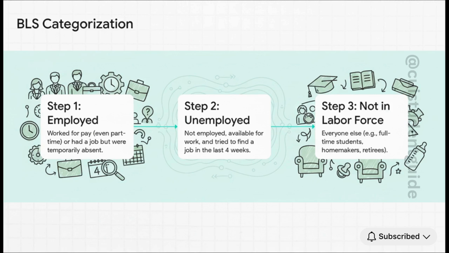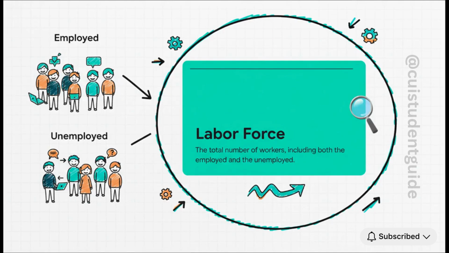This is basically everyone else. Full-time students, retirees, stay-at-home parents, you get the idea. And this brings us to a really key term. If you take those first two groups, the employed people and the officially unemployed people, and add them together, you get what's called the labor force. Think of this as the total pool of people who are either working or actively trying to.